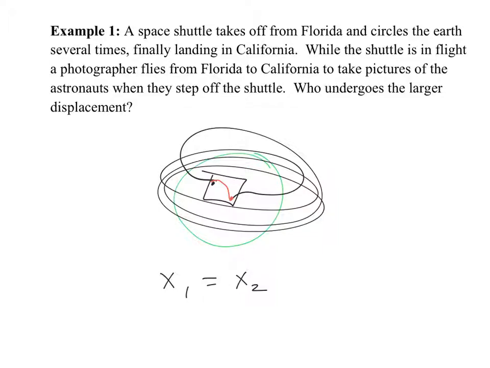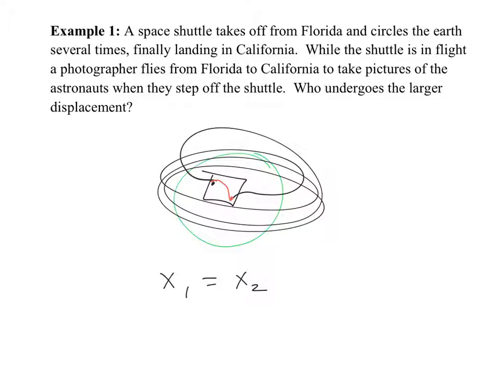So which is a larger distance? Obviously, the space shuttle. The space shuttle goes around the Earth several times and lands in California. The photographer only goes from Florida directly to California. If you just look at the line, the red line is really short. The black line is very long. So we're seeing here that the actual distance is the line itself, the length of the curved line. Questions on this concept, displacement versus distance?